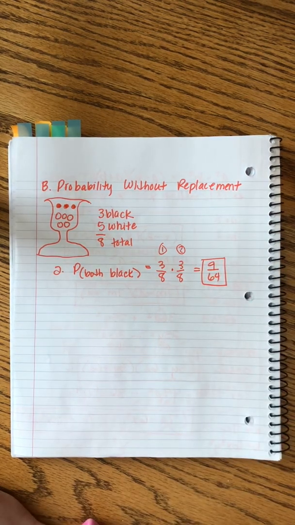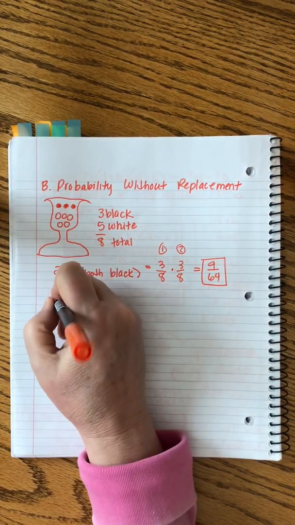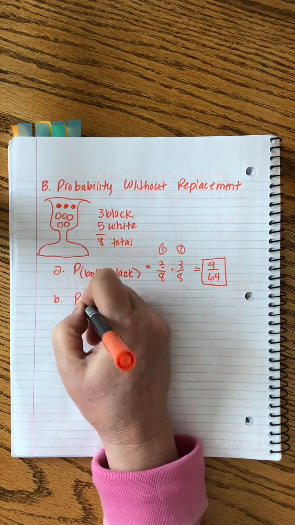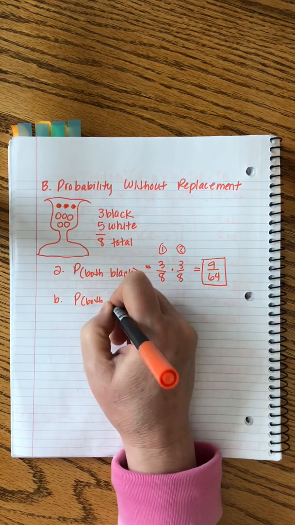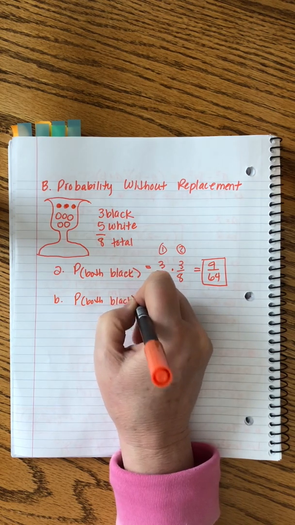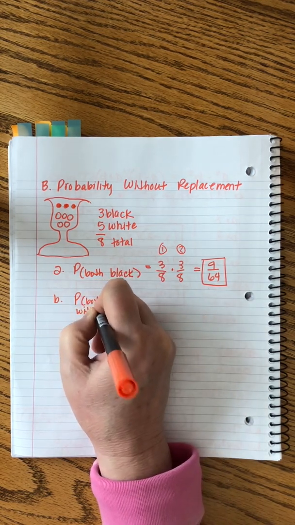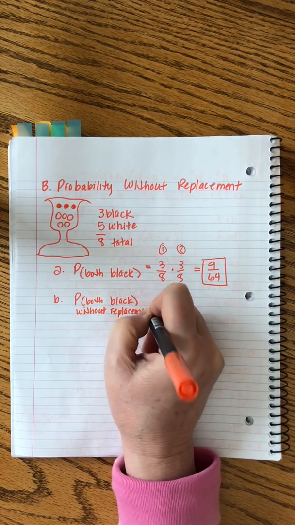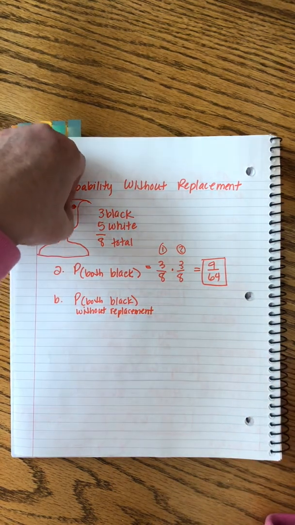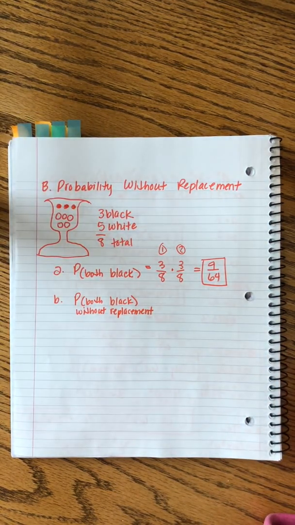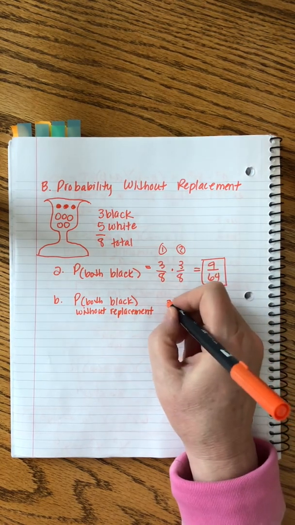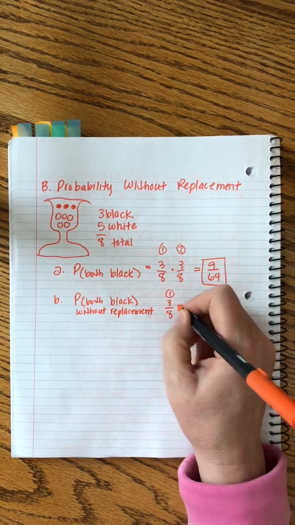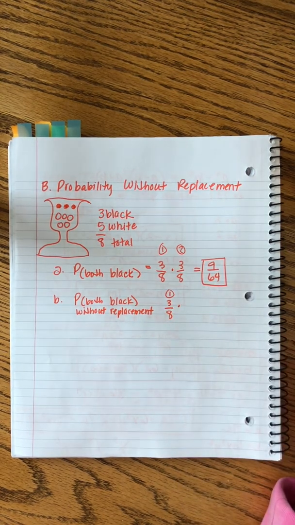All right, but now we're going to change that. We're going to say, what is the probability that both are black without replacement? And I'll explain what that means. We reach in, we take out a marble, we assume that it's black, so it's 3 out of 8. But now we don't put that marble back in. We set that to the side.